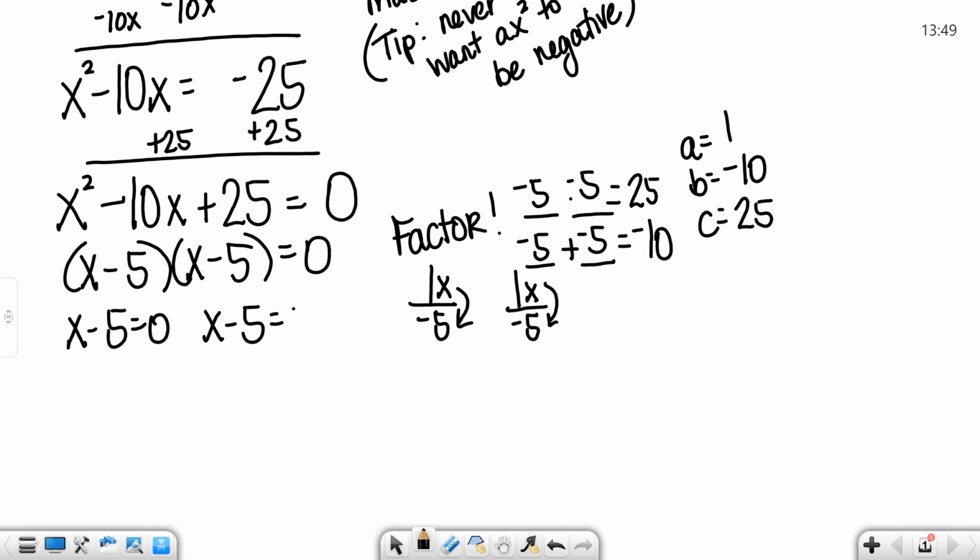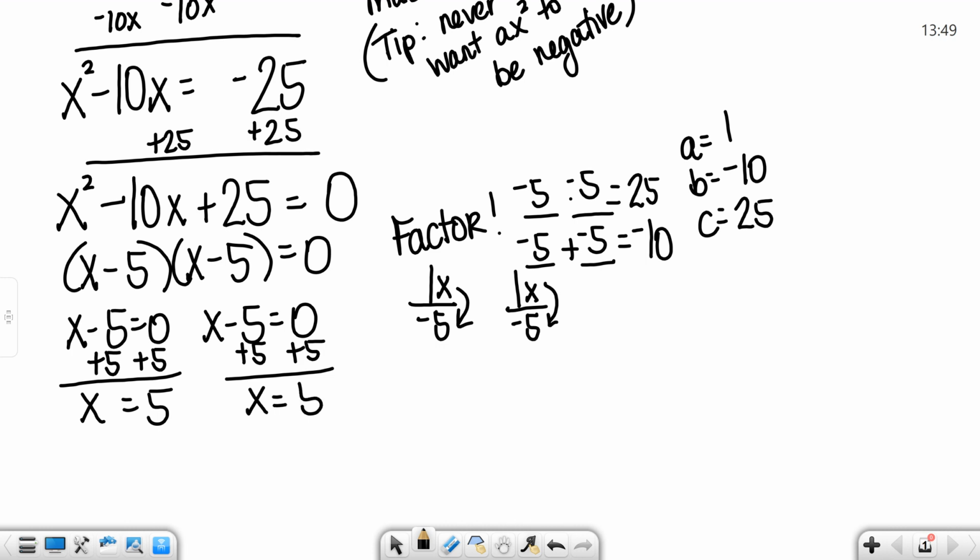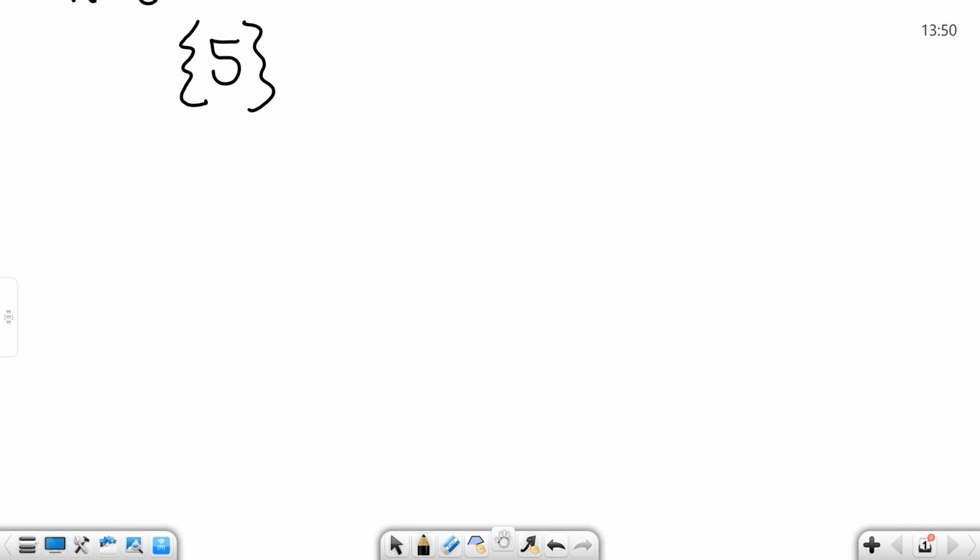Now I know these factors are the same, but I'm just going to go through the steps. So I get x is 5. Now, we're going to get 5 both times. We get x is 5. My solution set, guys, don't put 5 twice. It's just 5. What answer goes in place of x? 5. Don't say it twice. MyMathLab will count that wrong. All right, moving along.